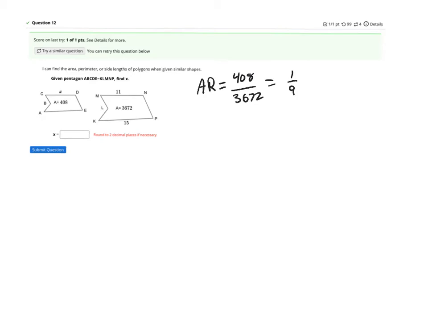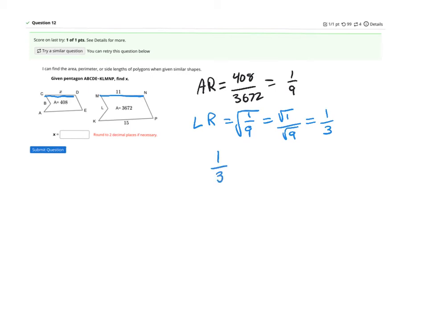Once we have the area ratio, then we need to find the linear ratio because I'm looking for the length of a side. So in doing so, I have to use the linear ratio. If we know the area ratio, to find the linear ratio, I do the square root of the area ratio. So that would be the square root of 1 over the square root of 9, which is equal to 1 over 3.